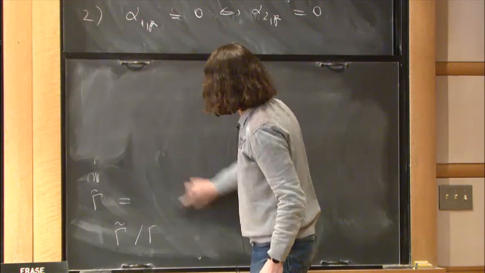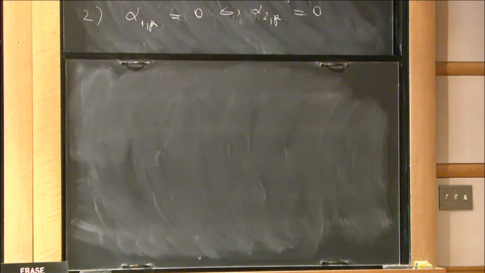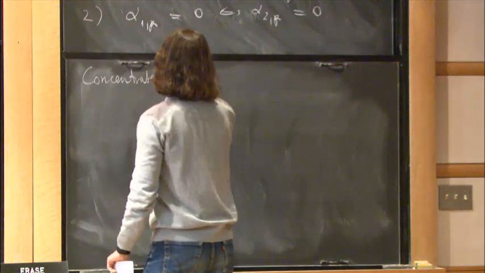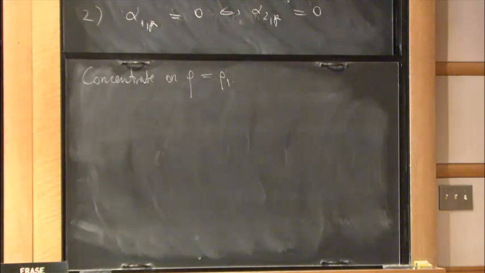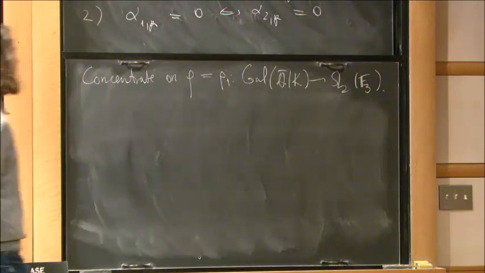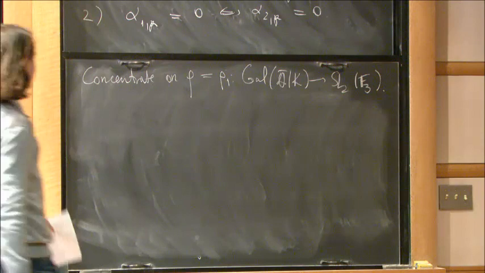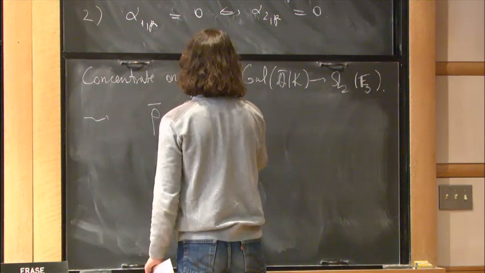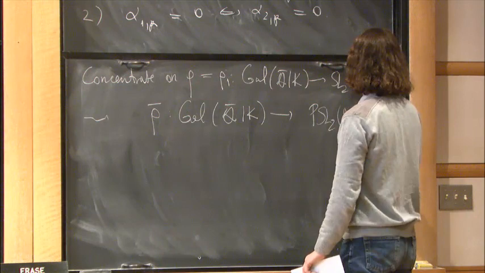Okay, but let's try to figure out what this actually is. As these differ just by a twist, we can concentrate on rho_1 and ask what rho_1 actually is. So I recall that this is a map from the absolute Galois group of K to SL2 F3. And SL2 F3 has quite a few elements. So let's rather look at the reduction rho bar, which goes to PSL2 F3. And that's just a well-known group. It's just the alternating group on 4 elements.